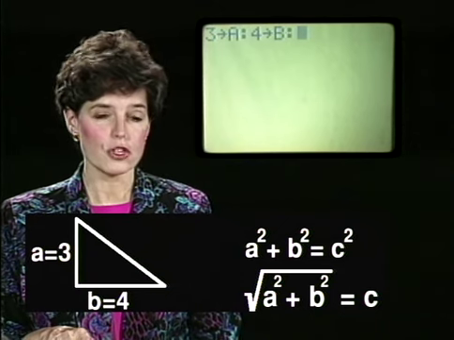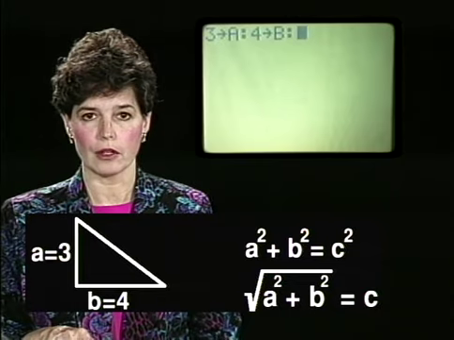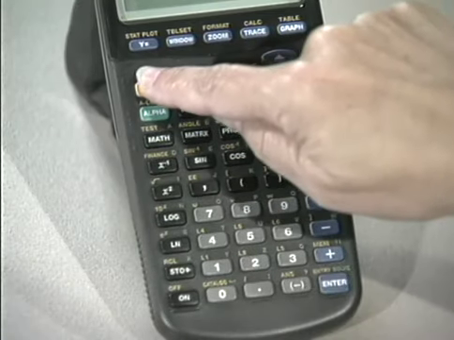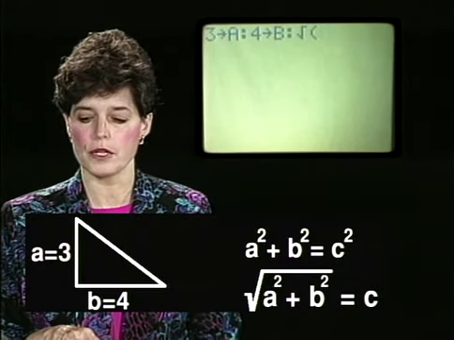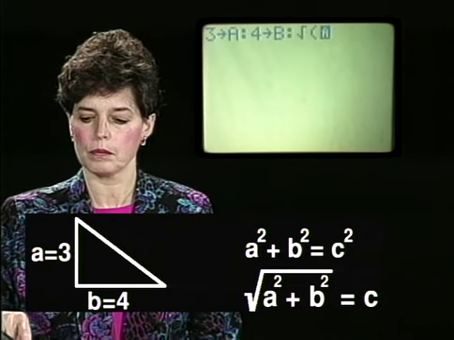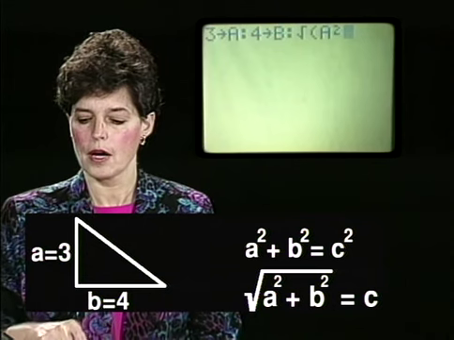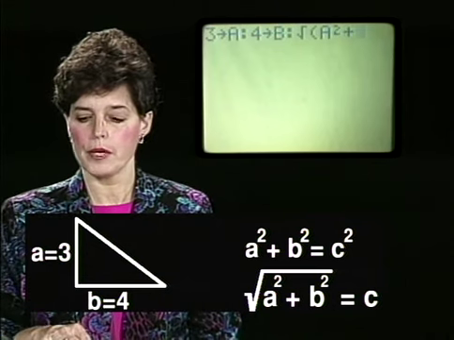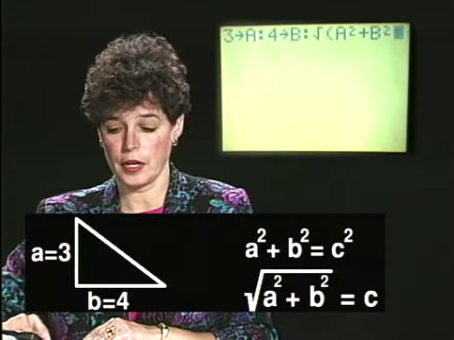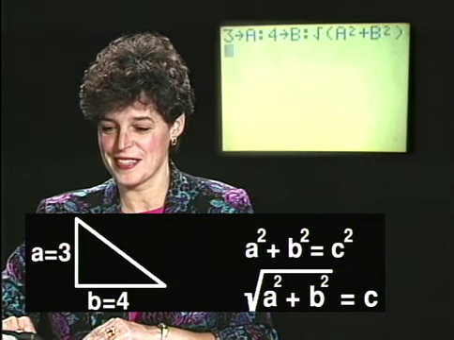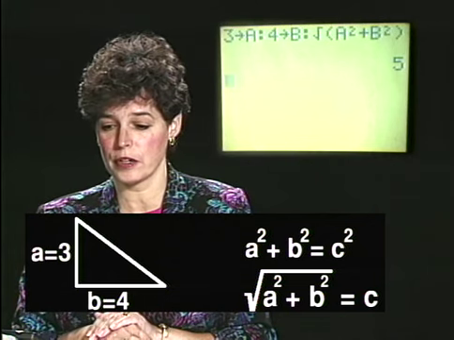And now I'm going to put in the square root of A squared plus B squared. Remember that square root is yellow, over here on the left, second square root. There's my left parenthesis, and I'm going to put A squared plus B squared. I need alpha A. I'm going to square that by pressing x squared, plus, in order to get the B, I'm going to do alpha B, square that with the x squared key, close it with the parenthesis on the right, hit enter, and I find that I have found the length of the hypotenuse of this particular triangle.